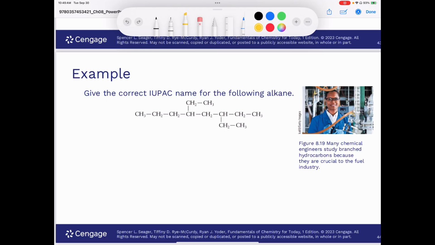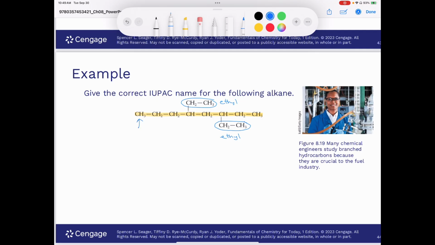All right, let's try another one. It says here, give the correct IUPAC name for the following alkane. So the first thing we do is find the longest continuous chain of carbons, and in this case, it's these 8 carbons here, okay? Now you can see we've got two substituents and they're identical. CH2, CH3, that's an ethyl group. And then we have the same thing here, CH2, CH3, that is also an ethyl group. There we go.